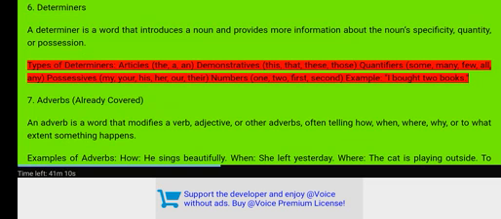Quantifiers: some, many, few, all, any. Possessives: my, your, his, her, our, their. Numbers: 1, 2, first, second. Example: I bought 2 books.